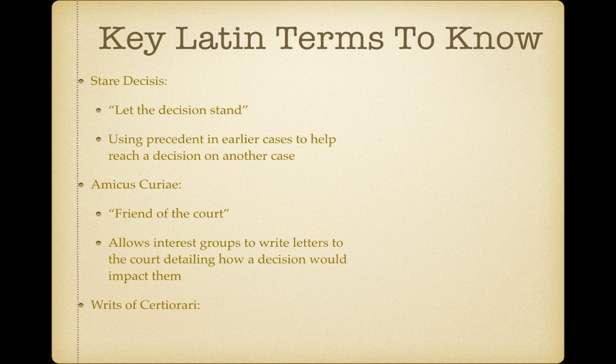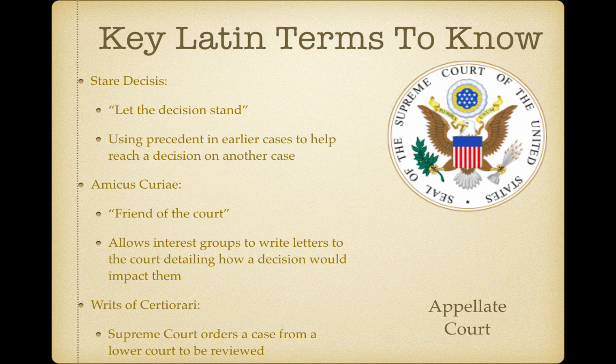Writs of certiorari, I am terrible at pronouncing that. I definitely just butchered that. That is when the Supreme Court orders a case from a lower court to be reviewed. So they may go to the appellate court, for instance, and say, yo, pass your stuff up. We're taking a look at this. We want to review it. And remember, Rule of 4 says 4 judges agree to hear it. That case is being heard.